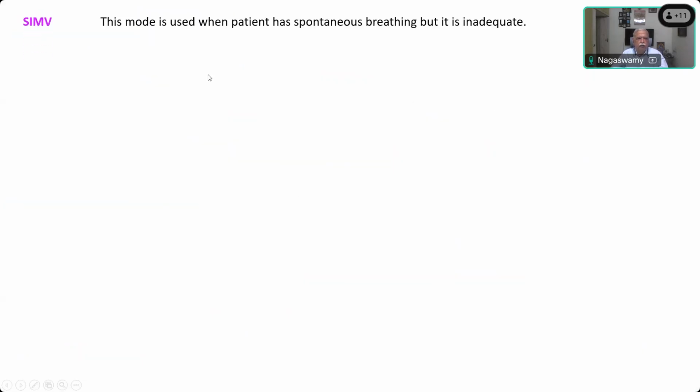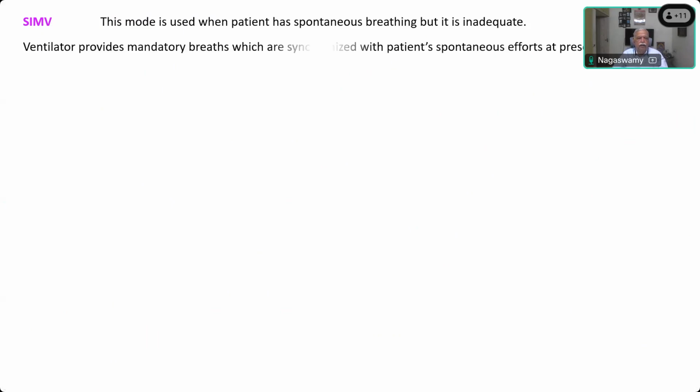Now SIMV is the mode used when the patient has spontaneous breathing, but the efforts are not totally adequate. At that time, to prevent the patient from fighting the ventilator, the machine will synchronize, sensing the inspiratory effort of the patient. It will get triggered and immediately coincide with the inspiratory time and deliver the tidal volume, so that it is like a normal assisted ventilation. The ventilator provides mandatory breaths synchronized with the patient's spontaneous effort at the preset rate, so that there is no long period of apnea and desaturation because the patient is not triggering the ventilator.